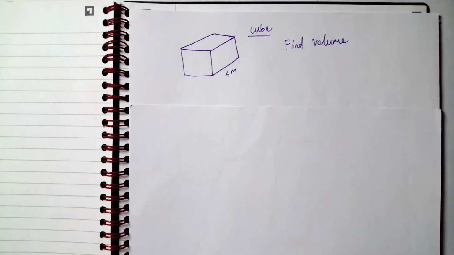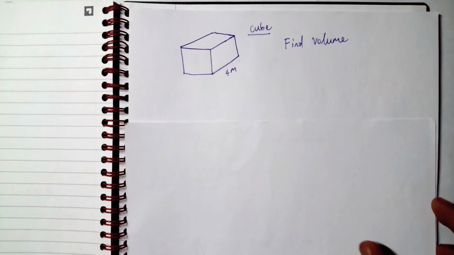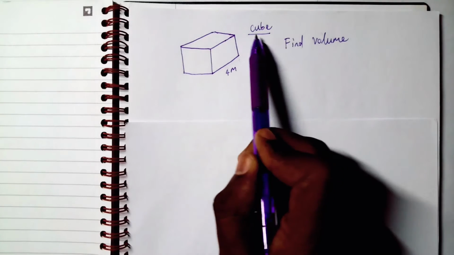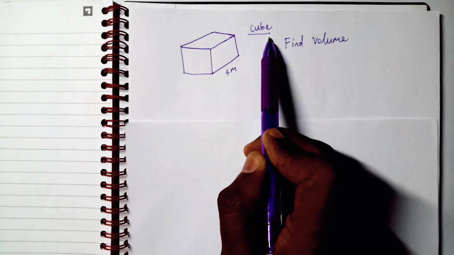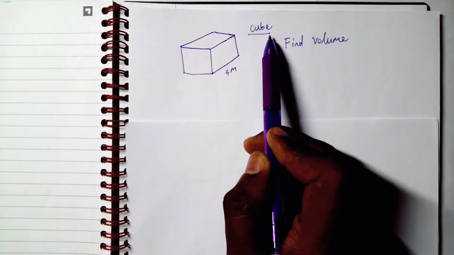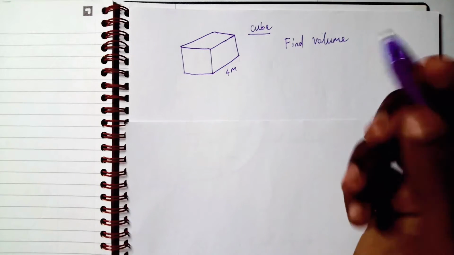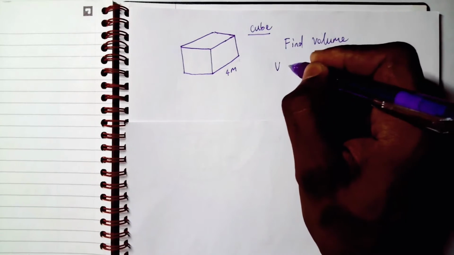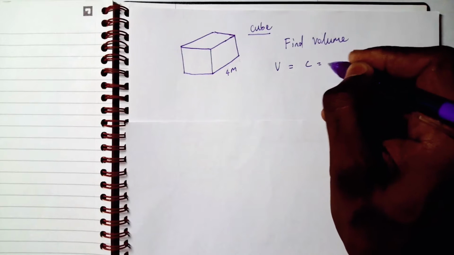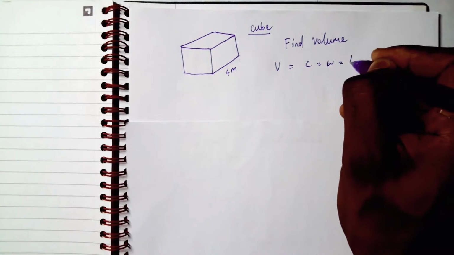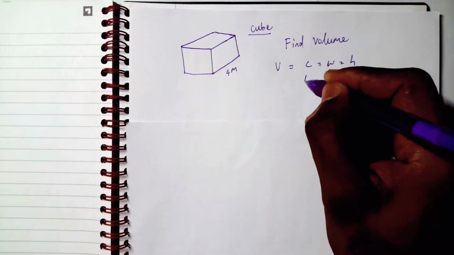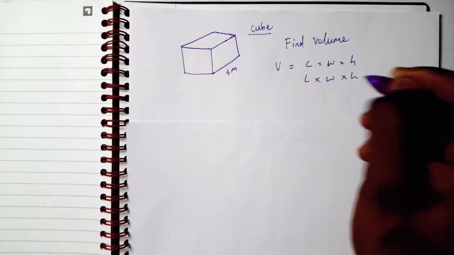Here we have some more examples. Let us begin. So we have right here a cube. They told us it's a cube, so now we must go ahead and find the volume. And we know when it's a cube, length is equal to width is equal to height. And the formula is length times width times height.